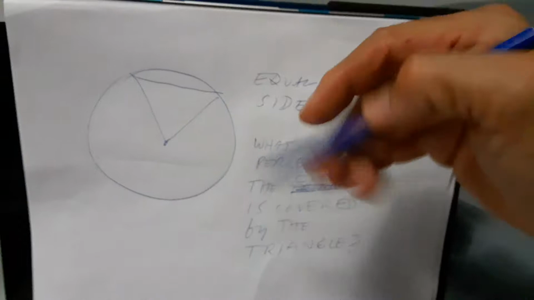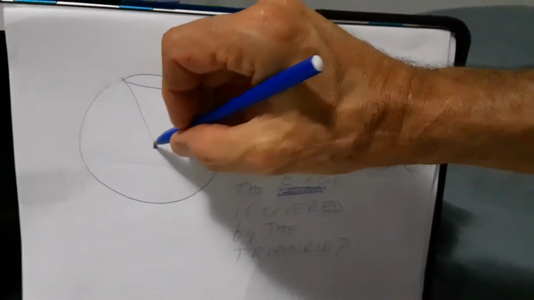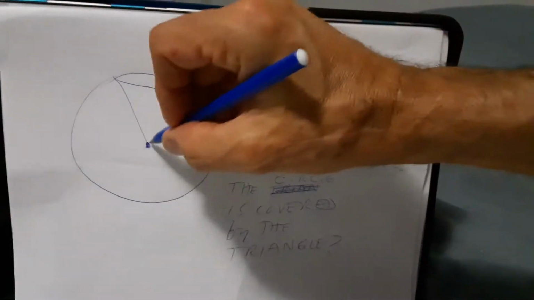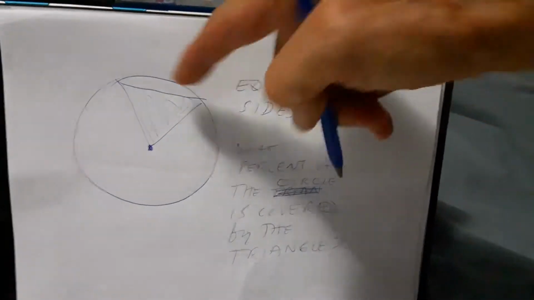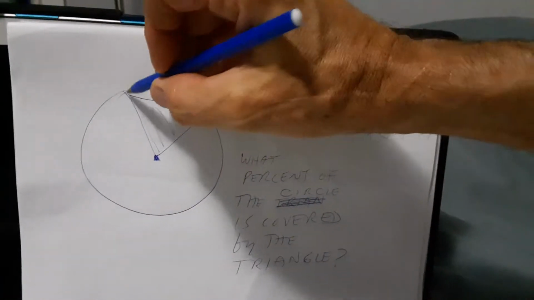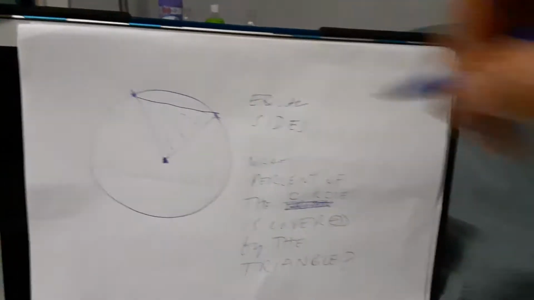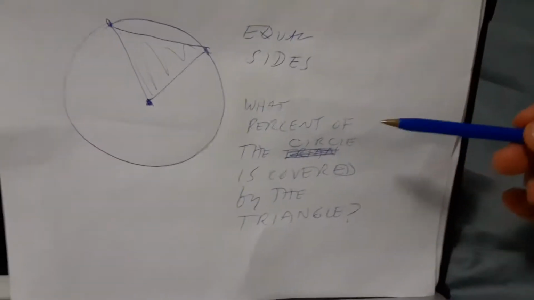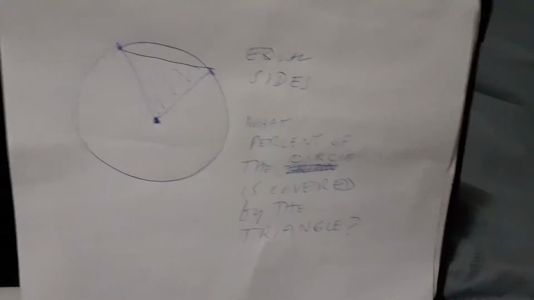Let's see. Here's a third problem. This one said that there was an equal-sided triangle, and it's covering, see how it's covering this circle? One of the points is on the center, and the other two points are here and here. So what percent of the circle is covered by the triangle?